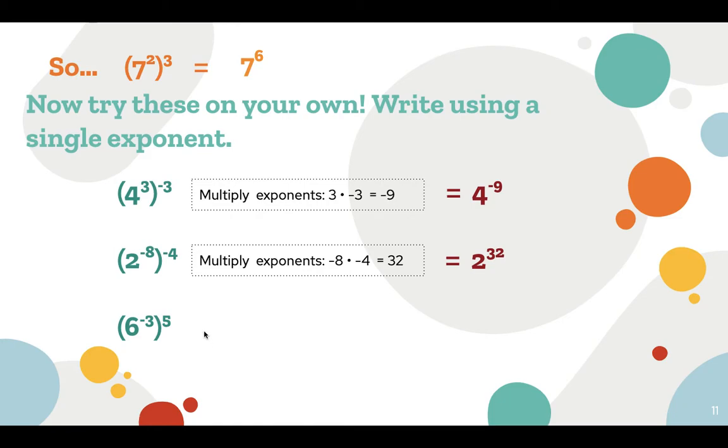And our last one, we're going to multiply our exponents. Negative 3 times 5. We have unlike signs, or different signs, so our answer is going to be negative. 3 times 5 is 15. So the answer is negative 15. So our final answer is 6 to the negative 15th power.